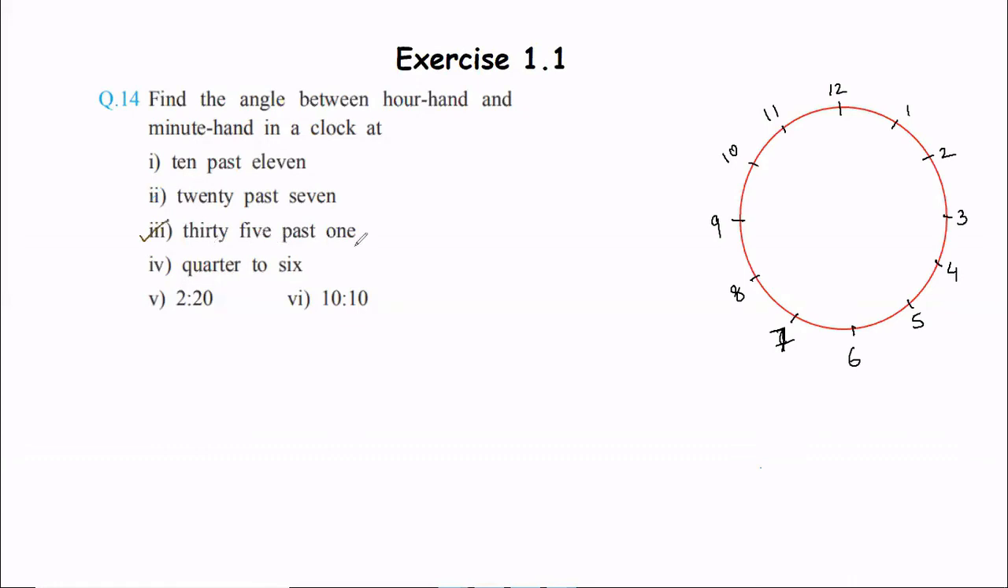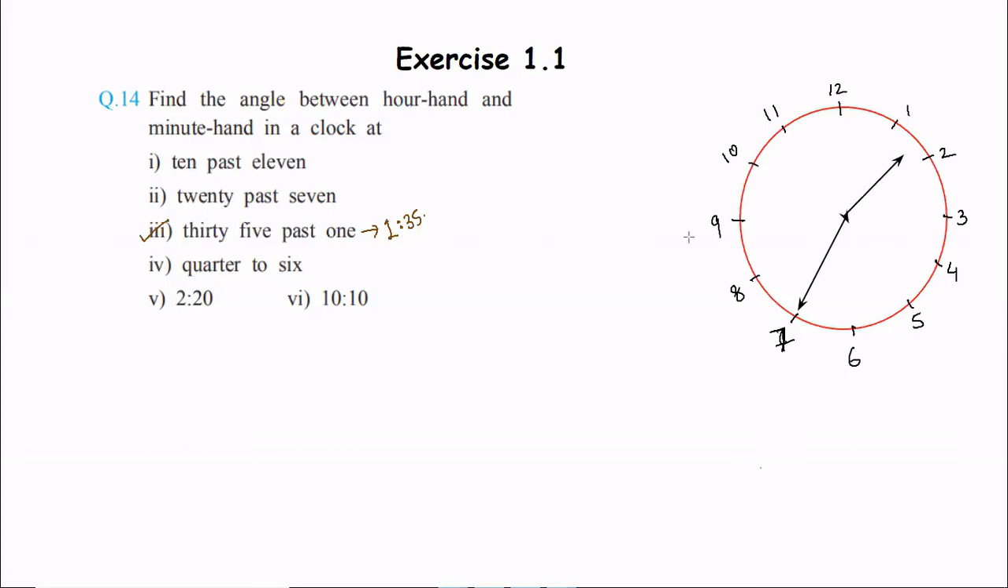The next question, the third one, is 35 past 1. This is interesting. Basically the time is 1:35, 1 hour and 35 minutes. If the time has passed 35 from 1, then the minute hand will be somewhere at 7. Yes, for 35, the minute hand should be at 7. And the hour hand would have already crossed 1 by a little bit. It will be somewhere between 1 and 2, more towards 2.